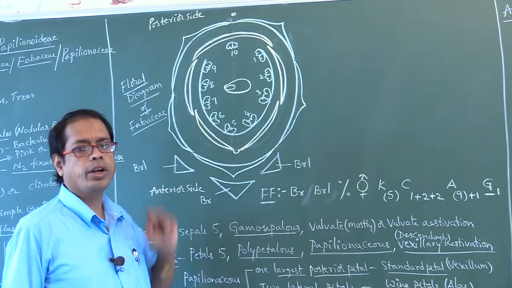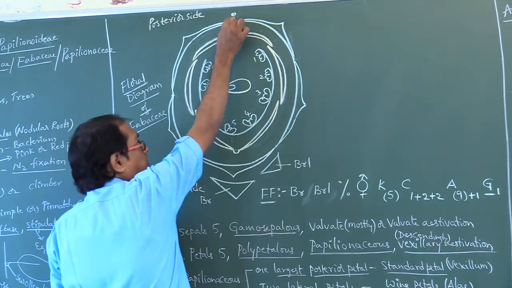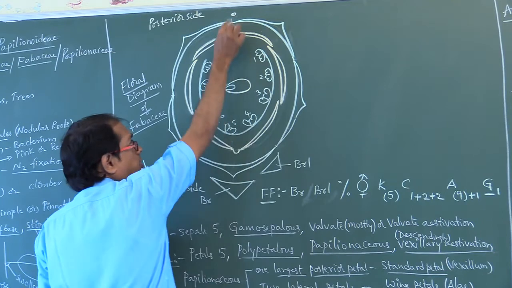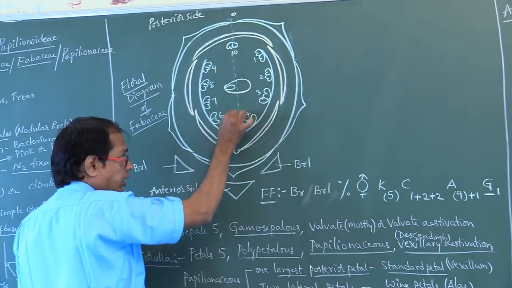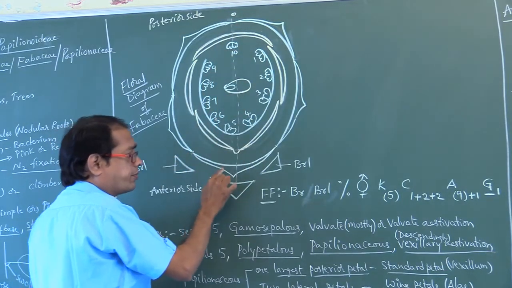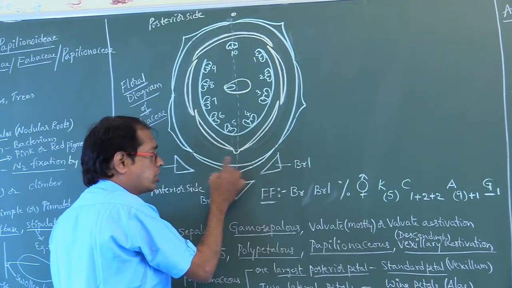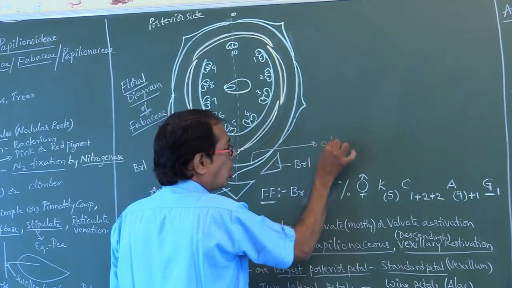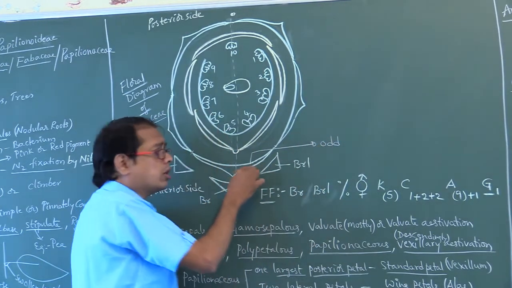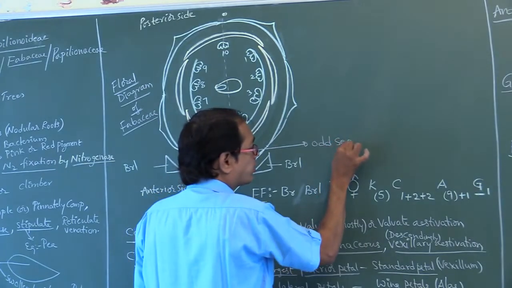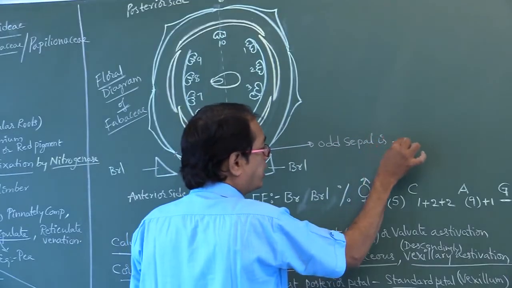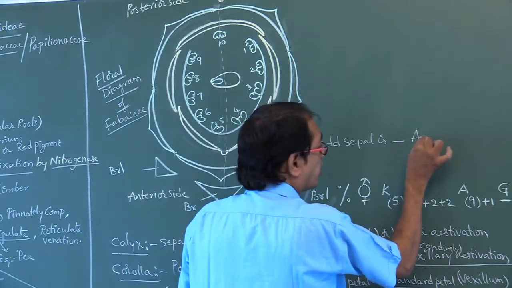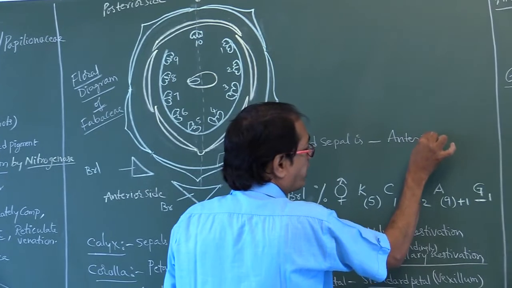Gamosepalous. And one point you have to remember, in this diagram, if a vertical line is drawn, the part that is present on both left and right sides can be considered as odd. It is odd sepal, no? This is the anterior side, that is the posterior side. Odd sepal is anterior. Very, very important point, my dear students.